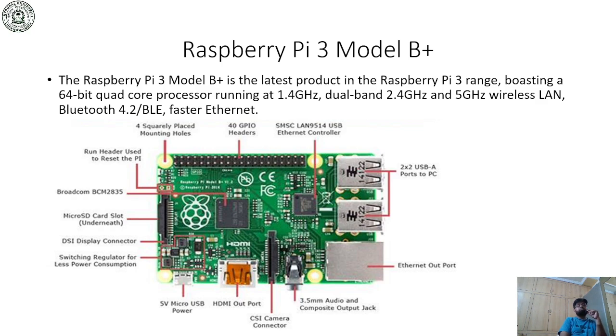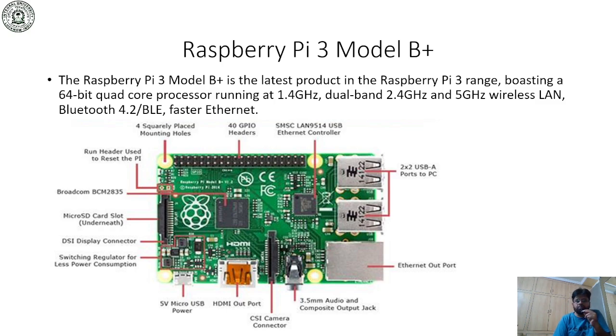So you can imagine the 64-bit processor running at 1.4 gigahertz dual band, and it is having Wi-Fi, Bluetooth, and Ethernet capability also. Okay, so in this picture we can see the hardware configuration of the Raspberry Pi 3 model B plus, and we can see the different components, the different parts of this Raspberry Pi.